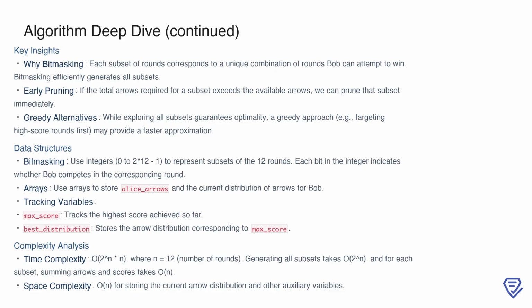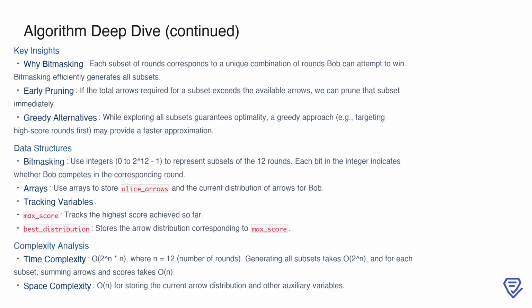If the arrows required for a subset exceed the available arrows, we can skip that subset entirely. While exploring all subsets guarantees an optimal solution, it can be computationally expensive. Greedy alternatives, such as prioritizing rounds with higher scores first, might provide faster approximations in practice.